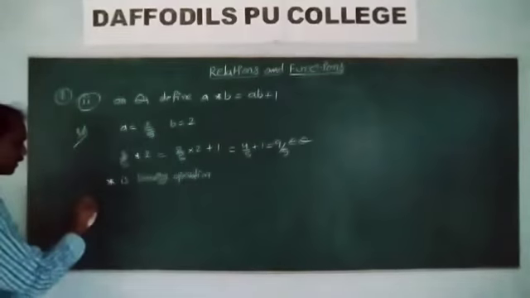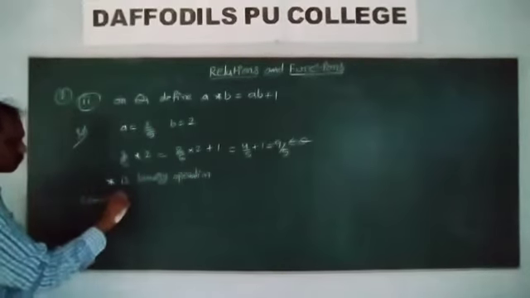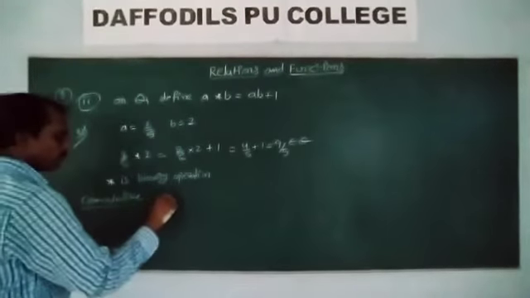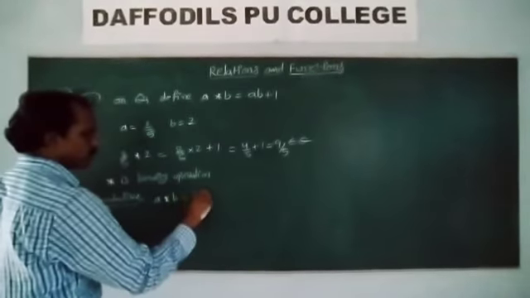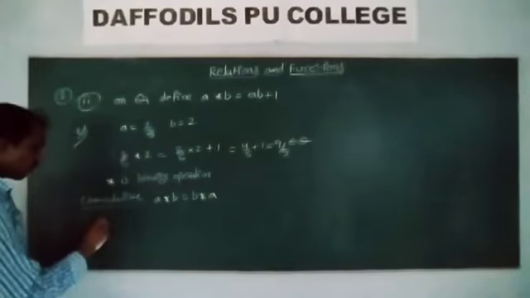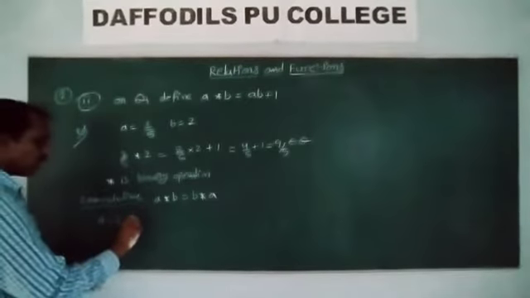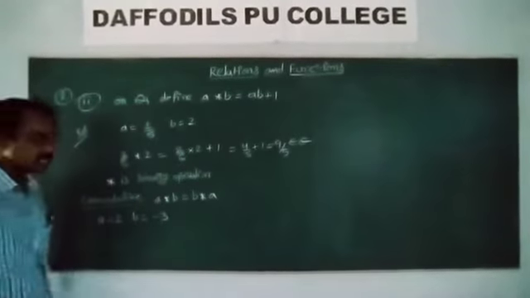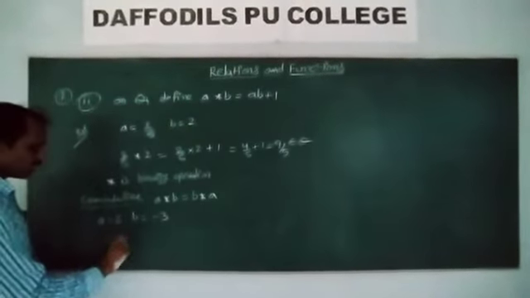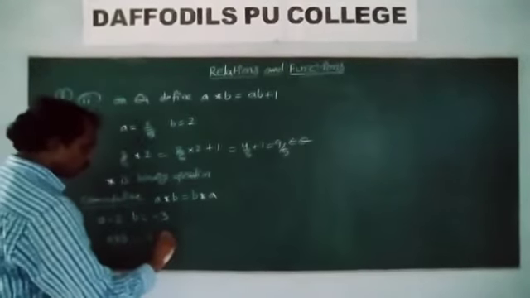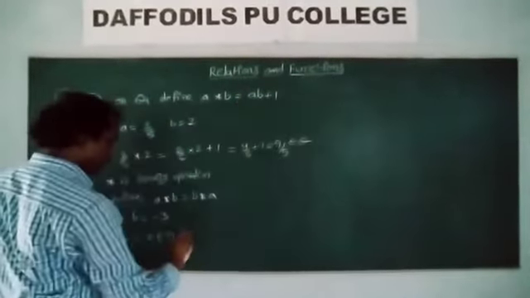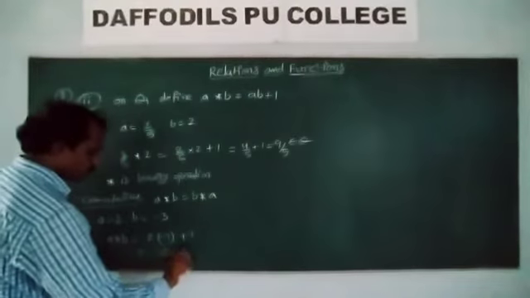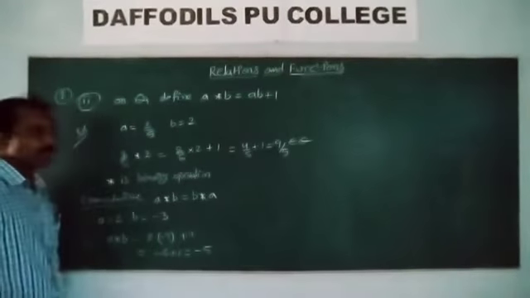Now, check the commutative property. What is the commutative property? A star B is equal to B star A, show that. Okay, let us take A is equal to 2 and B is equal to minus 3. Both belong to Q, rational numbers. Therefore, I'll take LHS. A star B is equal to AB plus 1, that implies minus 6 plus 1, minus 5. LHS value is minus 5.